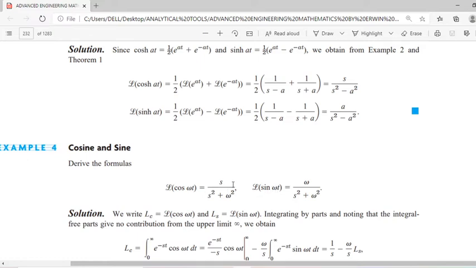So, four Laplace transforms. In the case of the hyperbolic function, it is S by S square minus A square, but for cos omega t, the Laplace transform is S by S square plus omega square. In the case of the sine function, for the hyperbolic function it is A by S square minus A square, but for sin omega t it is omega by S square plus omega square. Okay, so note this difference.